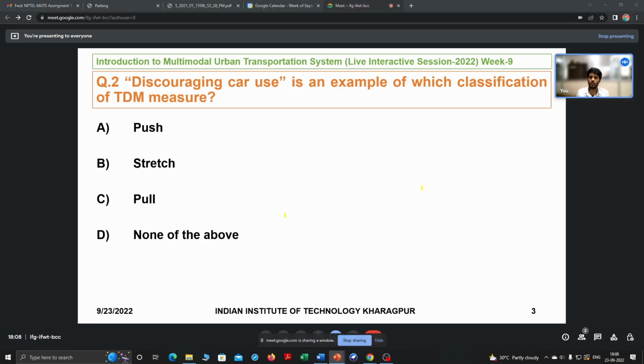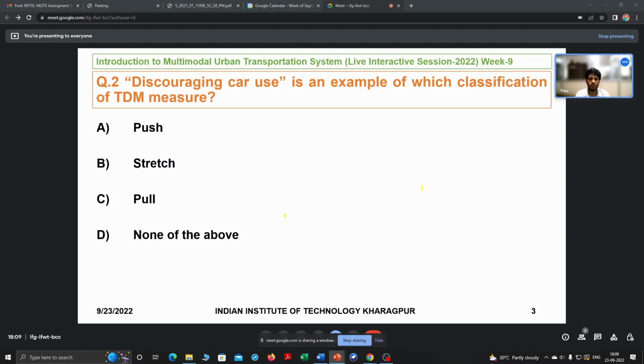So the second question is, discouraging car use is an example of which classification of TDM measure? As I was also discussing, travel demand management strategies are basically of two types: pull measures and push measures. Push means you are pushing someone, or abstaining someone, from using his private mode of transport, and you are pulling him towards using sustainable public modes of transport, such as buses, metros, and even non-motorized sustainable modes, right?